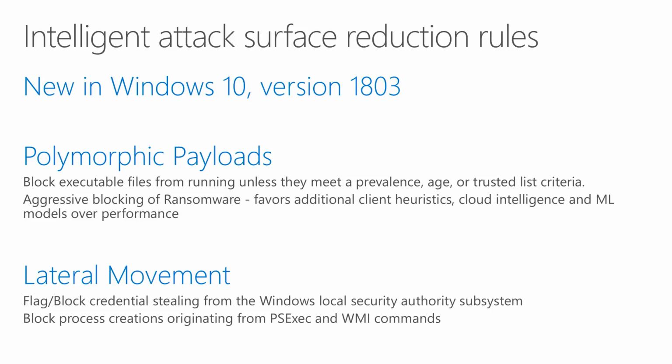So one thing that we did was block executables from running unless they meet a prevalence, age, or trusted list criteria. And it's an interesting rule, and going back to the Intelligent Security Graph, this is where Microsoft has that secret sauce, that unique value.